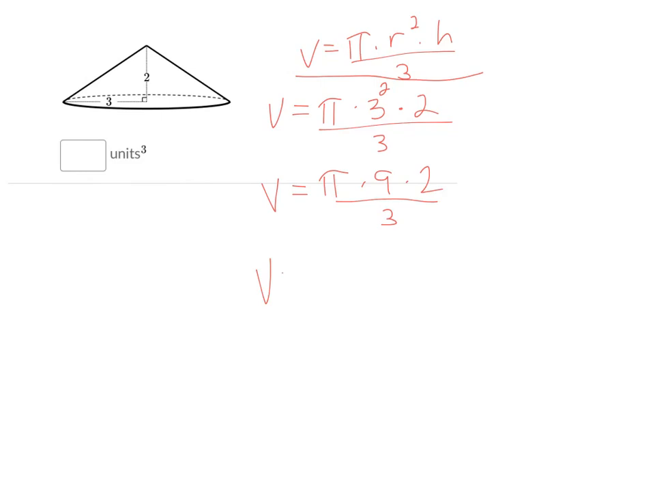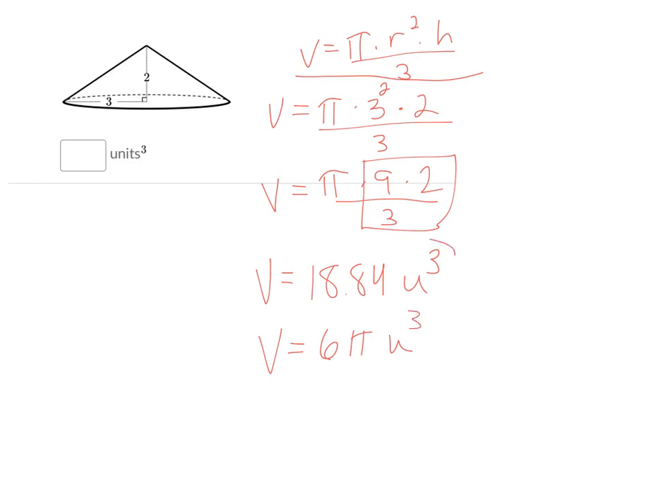We get a volume that's equal to 18.84 units cubed. The other way you could do it is just do this part. That's going to be 9 times 2, which is 18. 18 divided by 3 is 6. You could also write this as volume is equal to 6 pi units cubed. So either one of those would have worked.